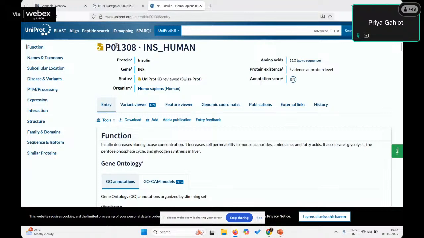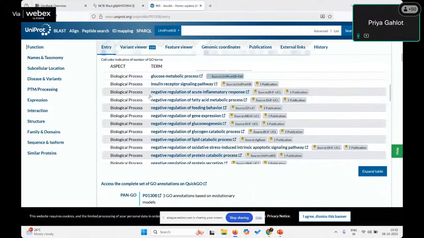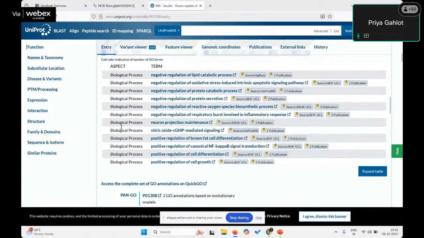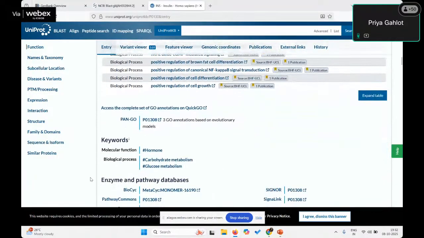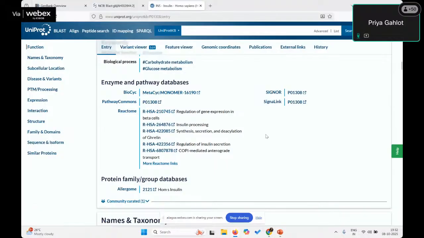It will give you the UniProt ID, the protein name, the gene name, its function, and its gene ontology. It will tell you in what all biological processes this particular protein is playing a role. Then the pathways; these are other databases. Whatever database you are using, you can always link it to another database. They are mostly working in collaboration, so you can correlate them.